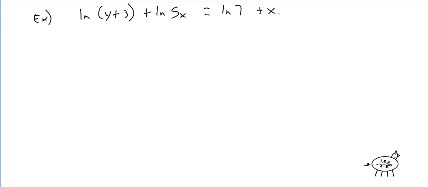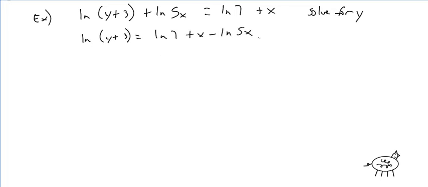So the first thing I'm going to do is, again, solve for y. I'm going to isolate the y first. I'm going to have natural log of y plus 3 equals natural log of 7 plus x minus ln of 5x. Now what I'm going to do is raise e to both sides.